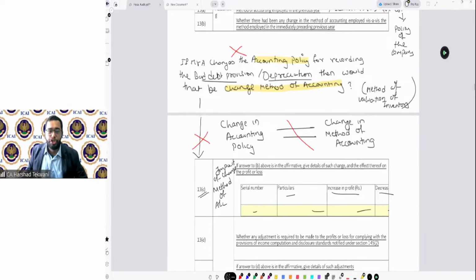Correct, Janvi. So change in accounting policy is not equal to change in method of accounting. Change in accounting policy could be method of valuation of inventory: weighted average, FIFO, LIFO, or whatever you say. Change in method of accounting is accrual or cash basis. Accrual system, cash system, that is method of accounting. Single entry system, double entry system. Accordingly, if I change the accounting policy, I'm not required to report in clause 13C of Form 3CD.